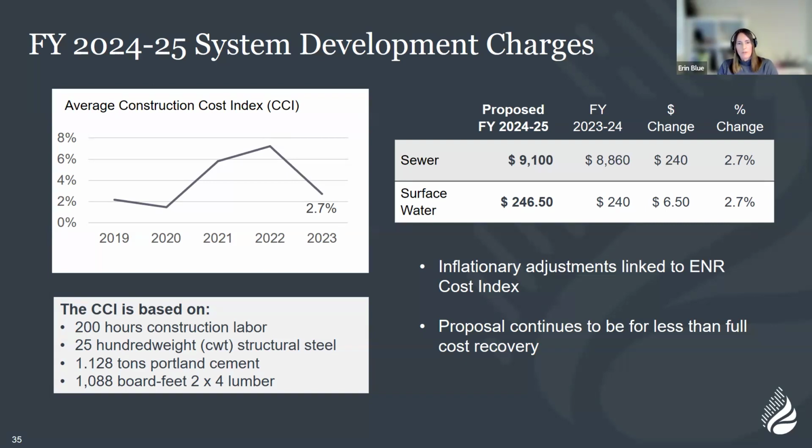Our current proposal is less than full cost recovery. The last SDC methodology update we did was in 2019, and that estimated a sewer SDC of around $13,000. So we're not charging the full cost currently, and that is being subsidized to a degree with ratepayer funds, based on decisions made at that time by both this committee and the board.